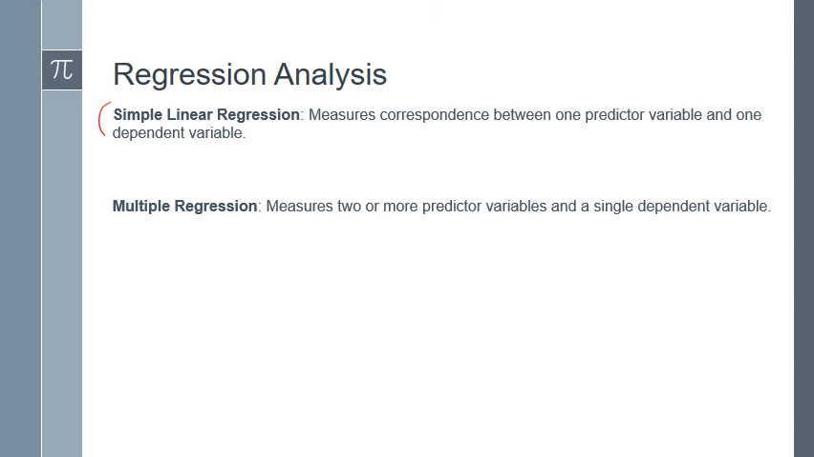We use regression analysis when we want to do multiple regression. What if you want to measure two or more predictor variables on a single dependent variable? Let's say I want to study how height, exercise, and calories predict weight. If I just did height and weight, I could do a correlation. But if I wanted to do height, exercise, and calorie intake, and then measure weight, what you want to do is a multiple regression analysis.